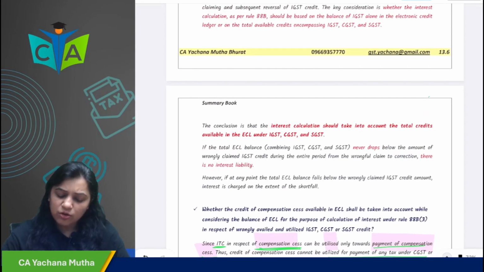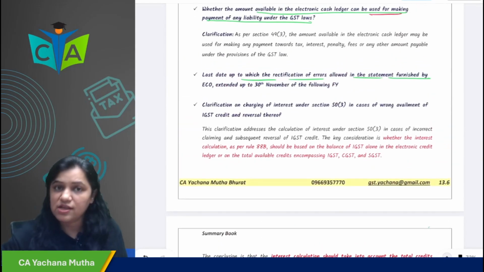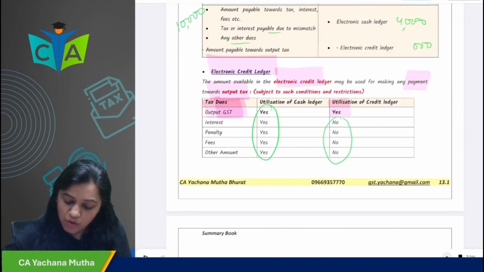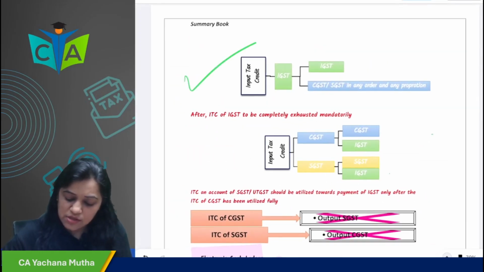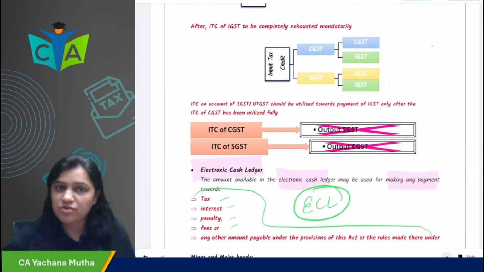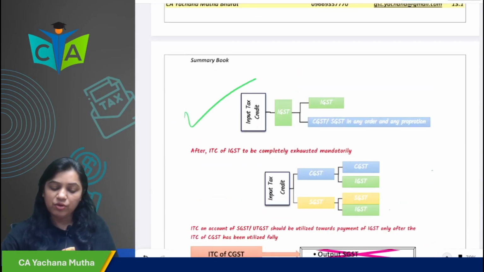There is a very low probability that a question can come in the exam on these two clarifications. In the exam, the question will 100% come on what? On this. You have to remember the electronic cash provisions, and you have to remember that the interest rate is 18%. Okay.